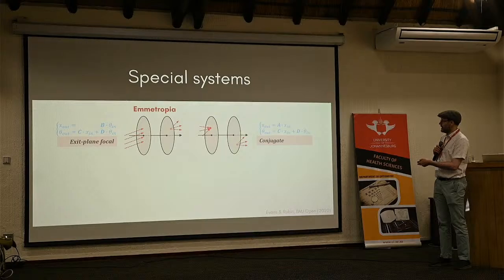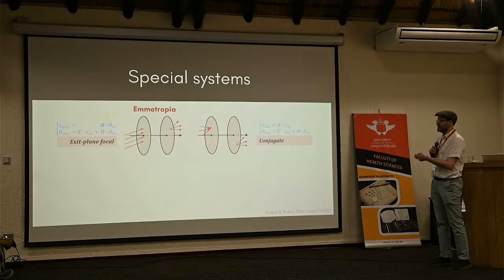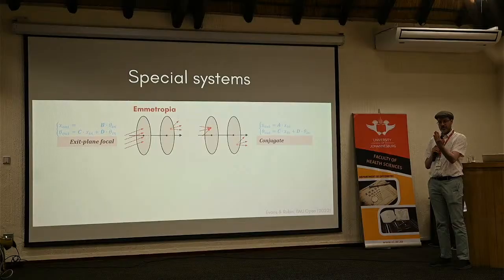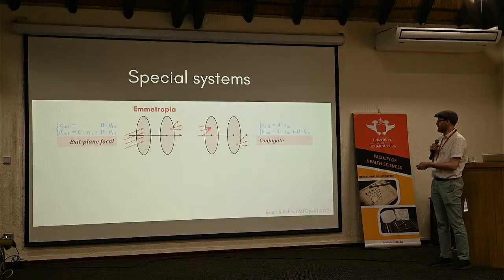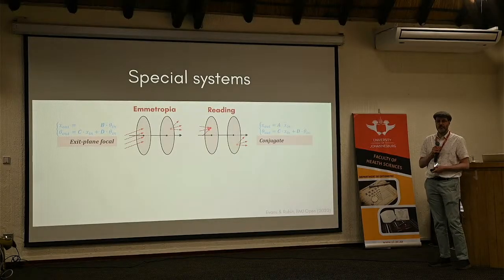Another one is if you have a focal point at the beginning of your system, and another one at the end of your system. So essentially you're reading, and through reading glasses and the optics of your eye, it projects a conjugate image of the page that you're reading onto your retina. So this is the page, that's the retina. So it's conjugate, essentially it's reading.